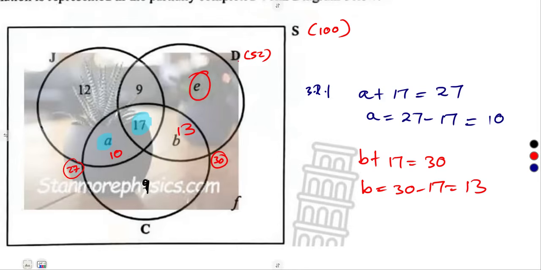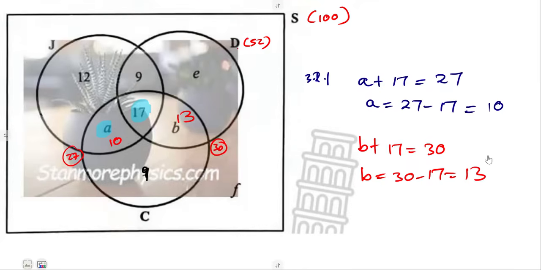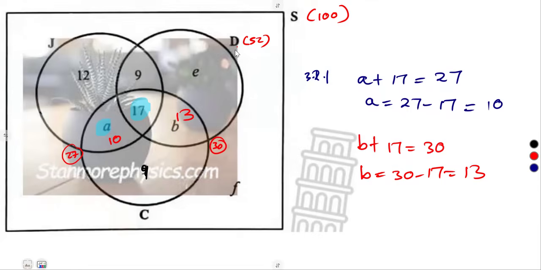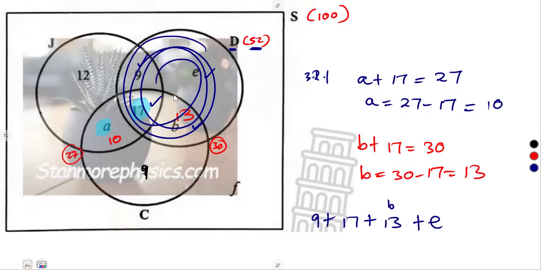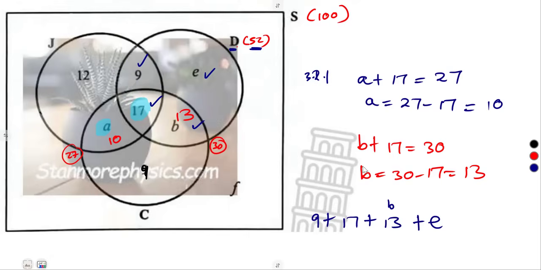I can also find E. From where? From the set of Durban, we are told there are 52 of them. So adding everything that we see, if we add the 9, this one, the 17, everything that we see, the 13, which is representing the B that we calculated, and the E here, if we add everything, that's Durban. That's the set of Durban. How many are we having there? 52.